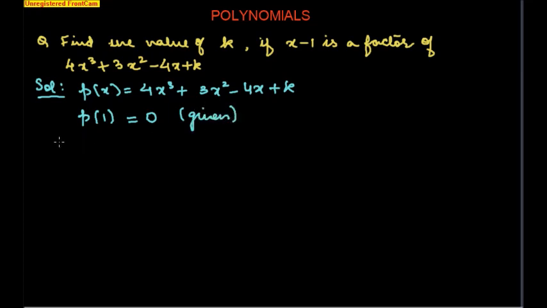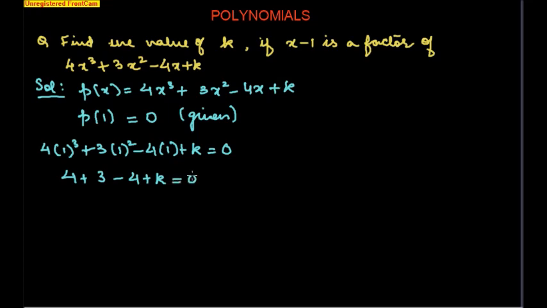So we find p of 1 by putting 1 instead of x, and now when you calculate this, you get 4 plus 3 minus 4 plus k is equal to 0. This 4 and this 4 makes it 0, and 3 plus k is equal to 0, or we say that k is equal to minus 3.